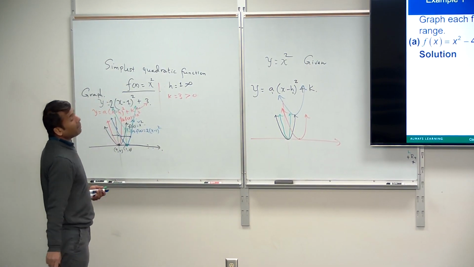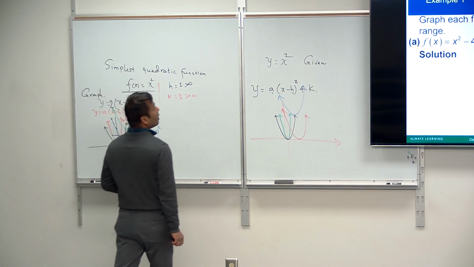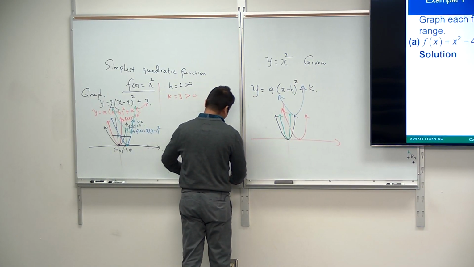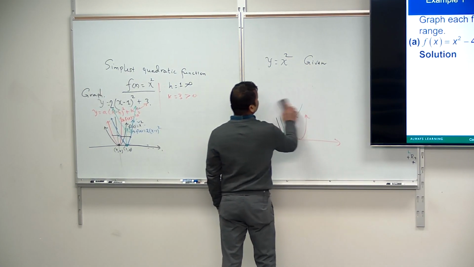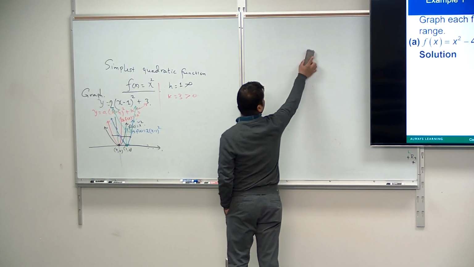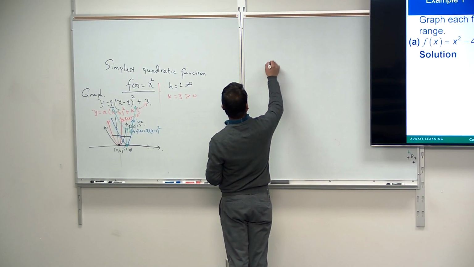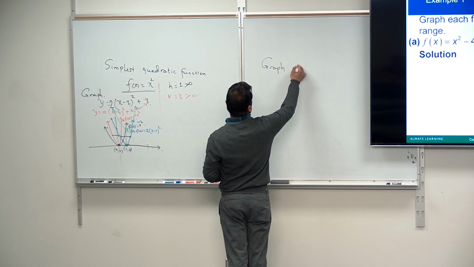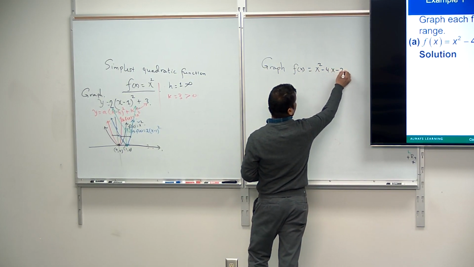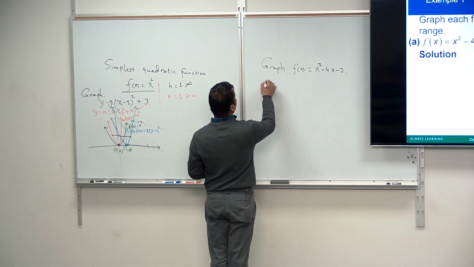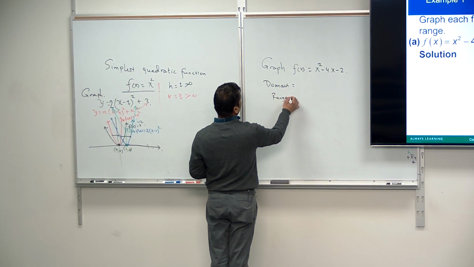Okay. Now graph each function. Give the domain and range. So you have f(x) equal to x squared minus 4x minus 2, and you have to graph it and then find the domain and range. So you graph f(x) equal to x squared minus 4x minus 2, and then you need to find the domain and you need to find the what? Range.